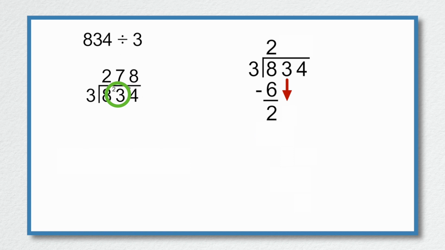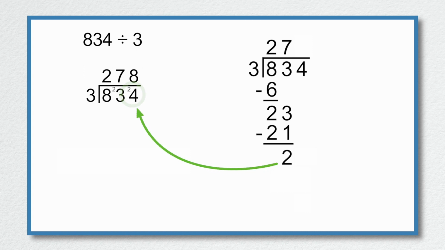We now bring the 3 down from the original number, and we're going to be doing 23 divided by 3. We know that 3 goes into 23 7 times with a bit left over. And to work out that bit, well, we know that 3 multiplied by 7 is 21. We subtract that from 23, and that gives us our remainder 2. And here's that 2 in our short division answer.